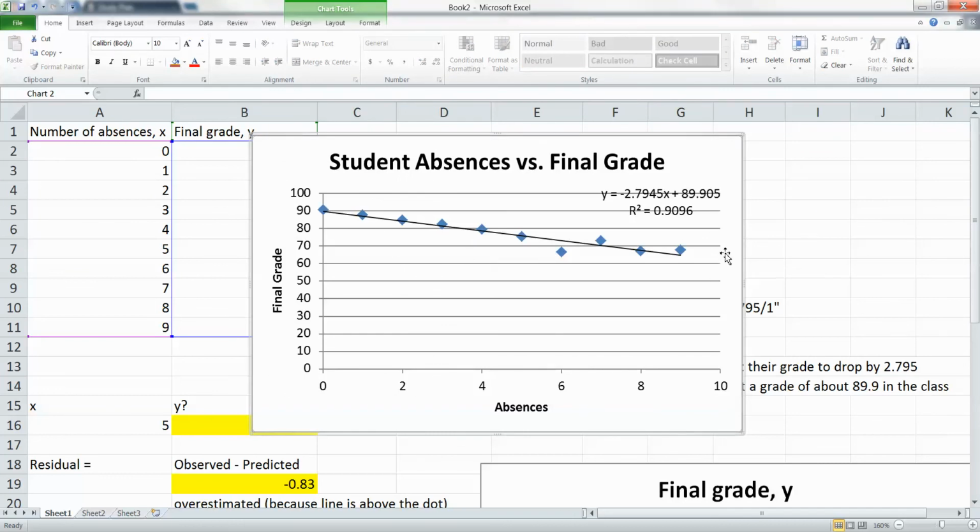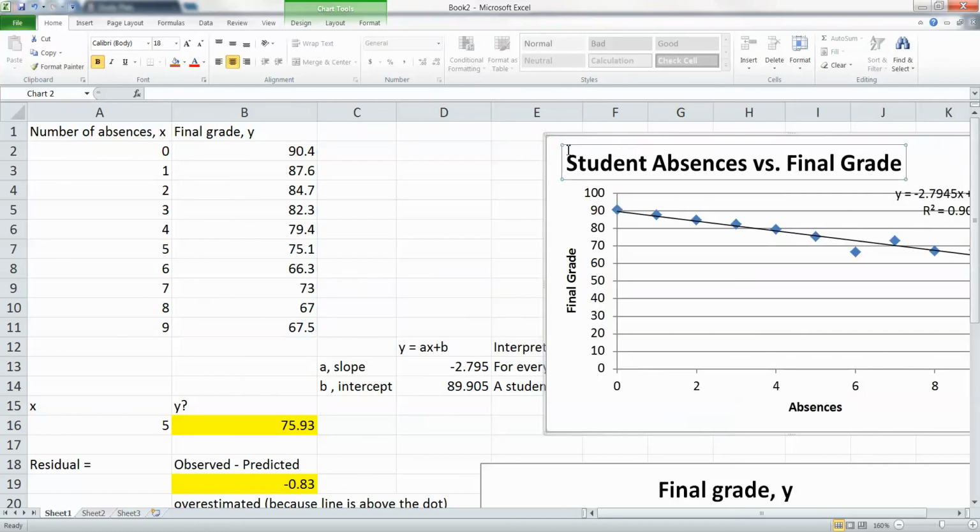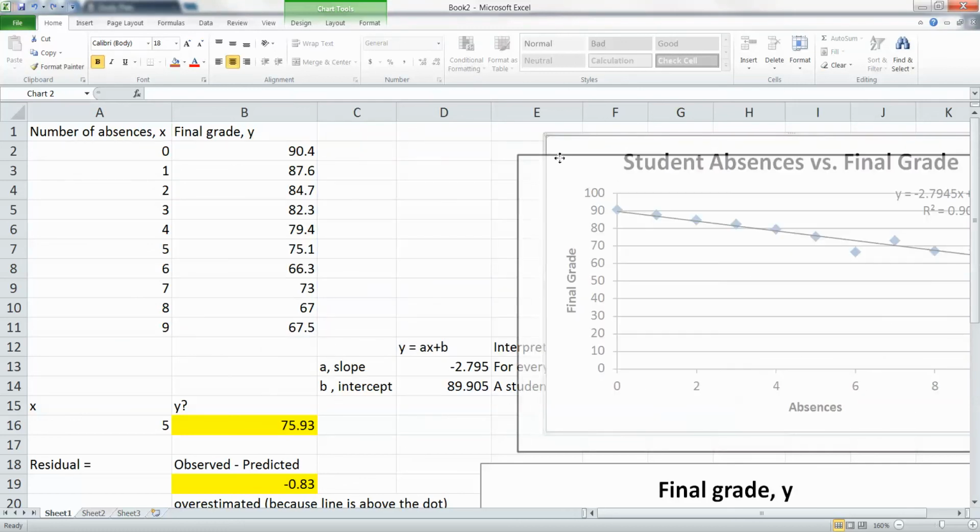I'd be comfortable with 10. I mean, 10 is really close to our data. But going all the way up to 15, that's a lot. Our data only goes 0 to 10. So being absent 15 classes in a class that usually only meets 30 times, it's like half the classes. So that can get a little crazy.